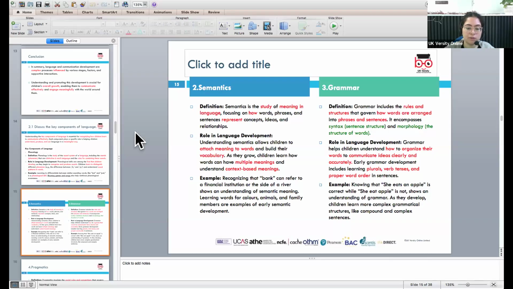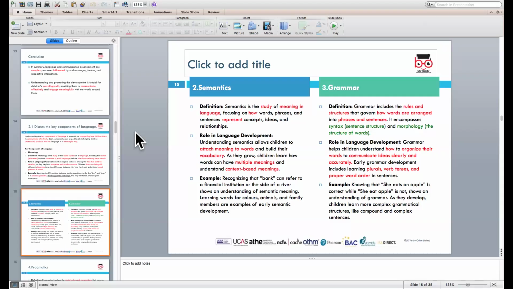So the role it plays in language development is simple. Understanding semantics allows children to attach meaning to words and helps them build their vocabulary. As they grow, children learn how words can have multiple meanings and understand context-based meanings as well. For example, recognizing that bank can refer to a financial institution or the side of a river shows an understanding of semantic meaning. Learning words for colors, animals, and family members are examples of early semantic development. Okay?